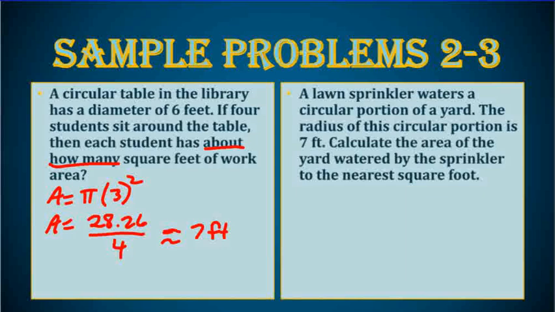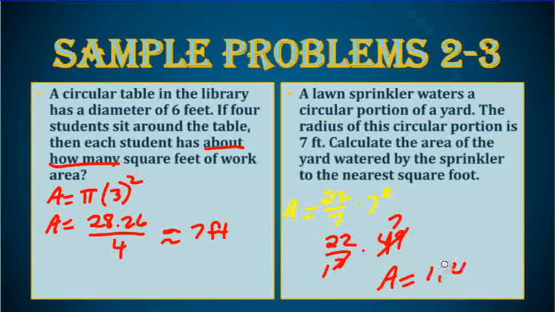Next one here, a lawn sprinkler waters a circular portion of a yard. The radius of the circular portion is 7 feet. Calculate the area of the yard watered by the sprinkler to the nearest square foot. So we have 7 squared times, I'm going to use 22 sevenths because that's divisible by 7. So now I have 22 sevenths times 49. I can divide by 7 here, divide by 7 here. So it's 22 times 7. This would give us an area of about 154 square feet.